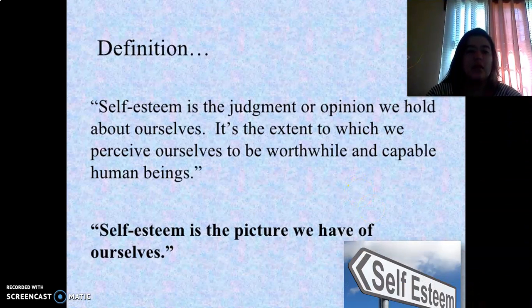Self-esteem. As a definition, self-esteem is the judgment or opinion we hold about ourselves, and it's the extent to which we perceive ourselves to be worthwhile and capable human beings. Okay, self-esteem is the picture we have of ourselves. Remember to practice this important value and build your positive self-esteem.